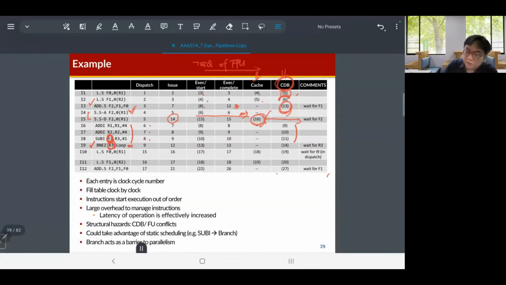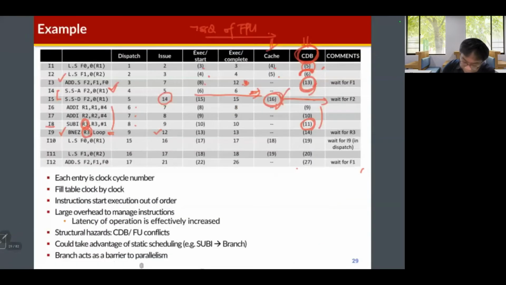This branch instruction needs to wait until R3 is completed. So when the sub I8 is completed at clock cycle number 11, this branch instruction can be issued at clock cycle number 12 after R3 is completed. So the branch is resolved at clock cycle number 14. Okay. So what's the problem?